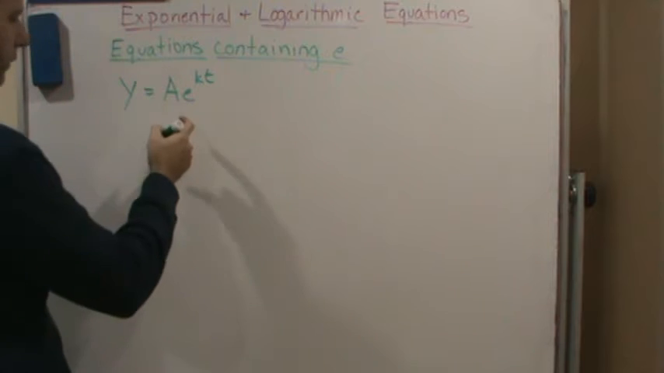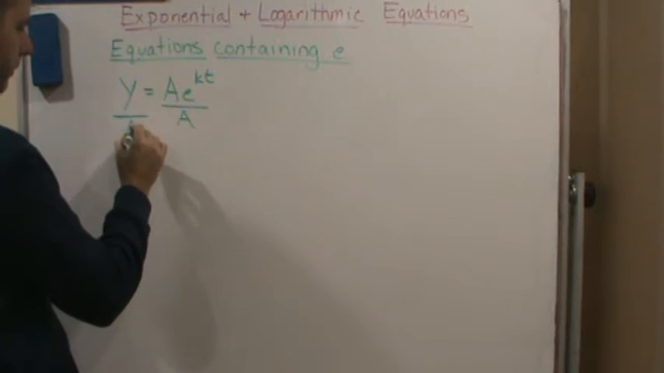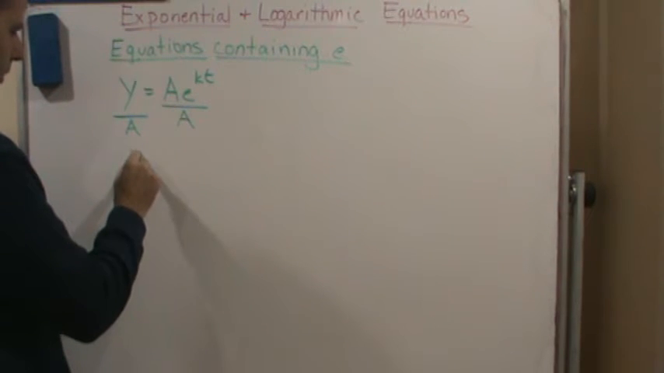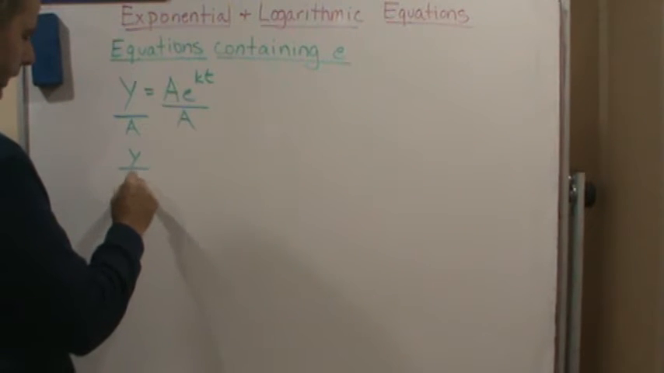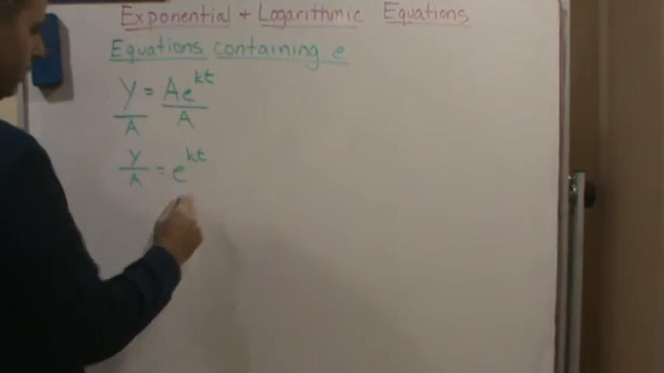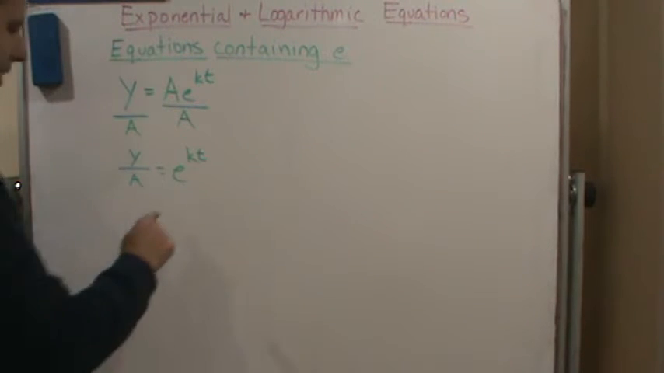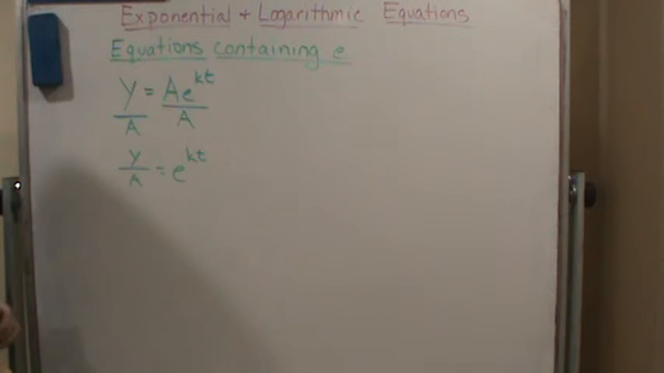If I divide both sides by a, then I get y over a equals e to the kt. Now what do we do? We've got to get t out of the exponent. How do we get t out of the exponent? Well, I'm glad you asked. We're going to take the log of both sides.